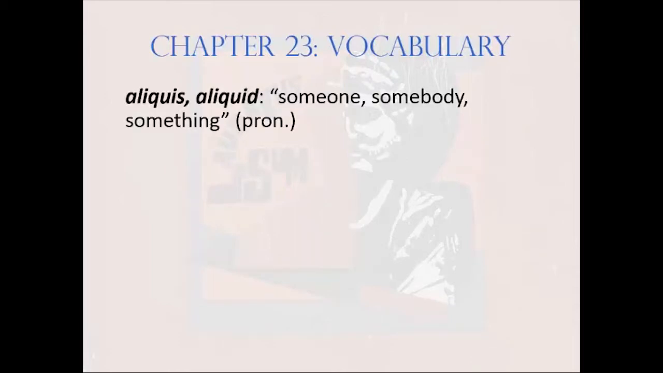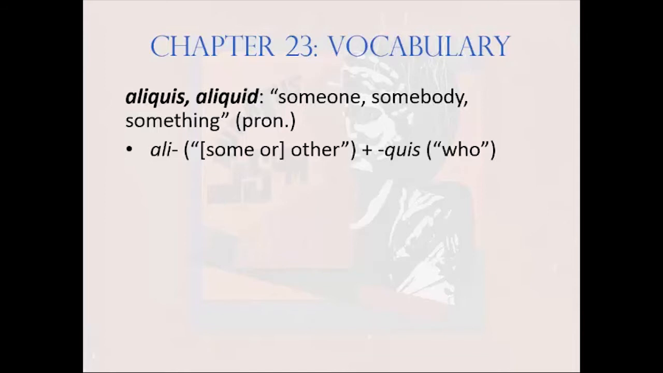Now let's look at the vocabulary in this chapter. The first word is aliquis, aliquid, meaning someone, somebody, something, a pronoun. It's a combination of the base ali, meaning some or other, and the interrogative pronoun quis, meaning who. Adding the first part ali changes the pronoun from interrogative to indefinite, from who to someone, literally other who.